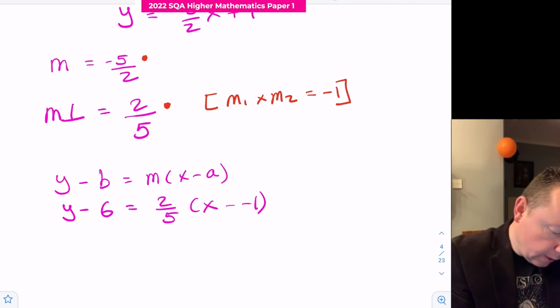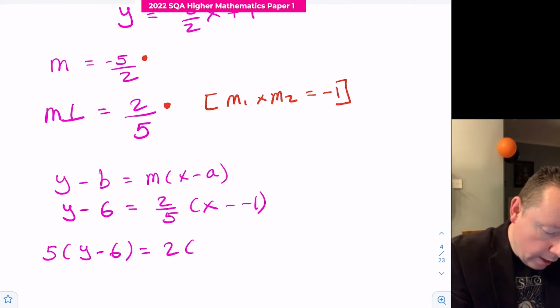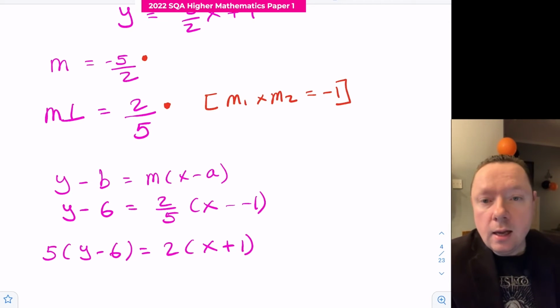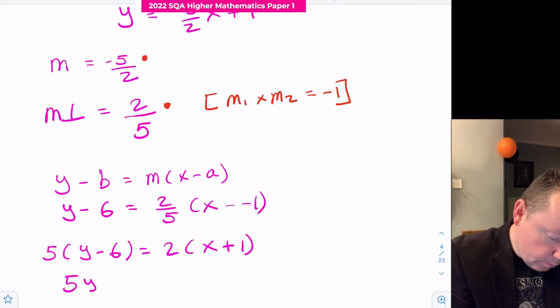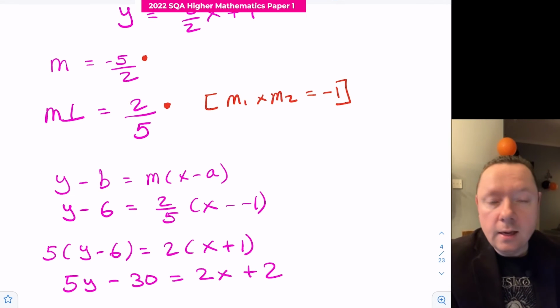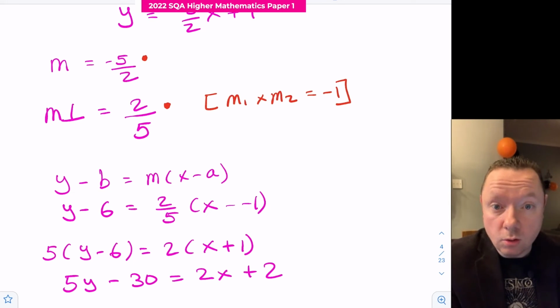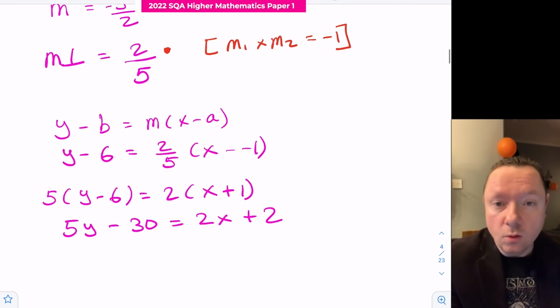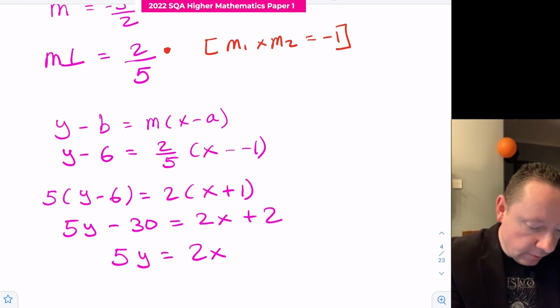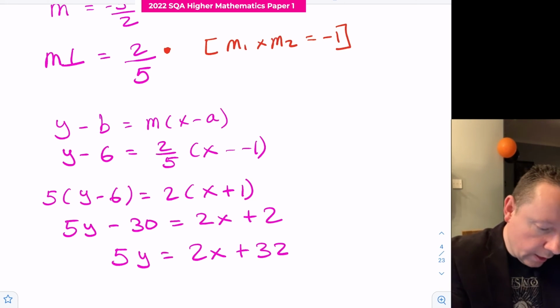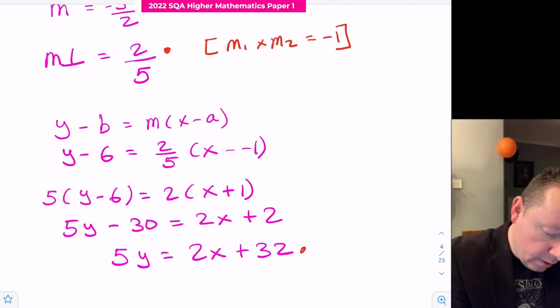Eliminating the fractions by multiplying by 5, we've got 5(y minus 6) equals 2(x plus 1). And expanding our brackets, we get 5y minus 30 equals 2x plus 2. And then we can leave it in any form we want as long as it's tidied up and simplified. So in the official mark scheme, the SQA left it as 5y equals 2x, and they moved the 30 to the other side, added 30 to get plus 32, and that was your final mark there.